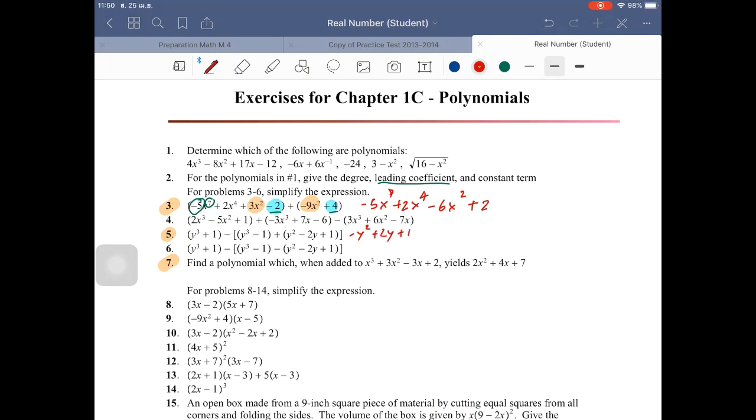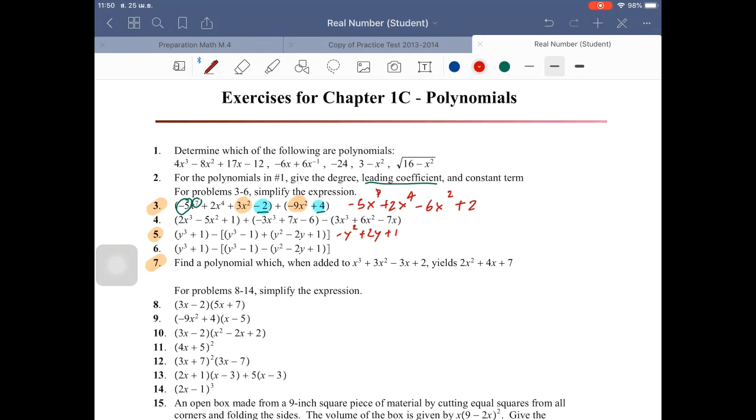The last one, question 7. Question 7 is a bit difficult. The question says find a polynomial which, when added to this term, you get the answer. This one means A plus B equals C. And here represents C and here represents B. Do you understand? So you want to find this term. So A will be 2x squared plus 4x plus 7 minus B.